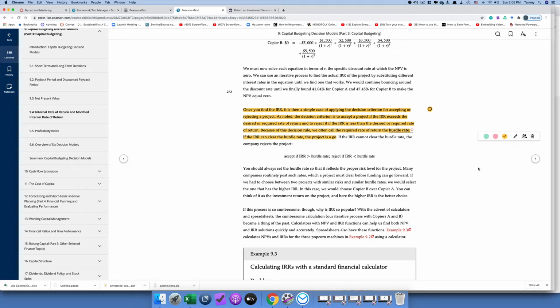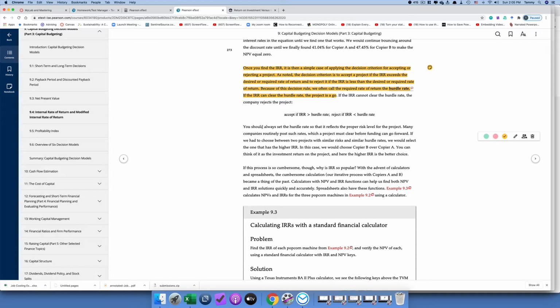You calculate the IRR of an investment, and then if it's greater than your hurdle rate, your discount rate, your cost of capital, whatever you want to use for this idea, but one of the commonly used terms for the required rate of return is the hurdle rate, because if your IRR clears it, then you can go ahead and go forward with the project.